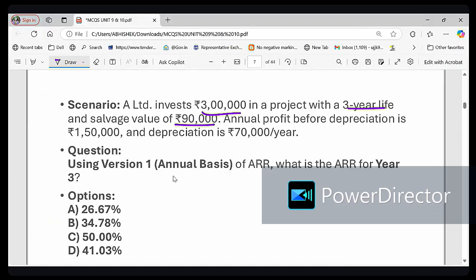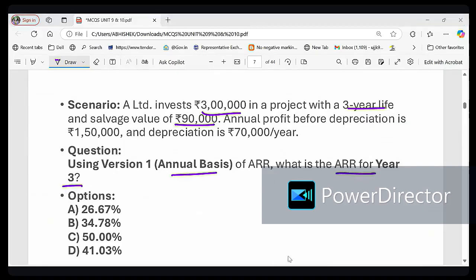Version 1 is about annual basis. So, using the annual basis of ARR, what is the ARR for year number 3? This is what you have to calculate. You have to calculate the accounting rate of return for year number 3.